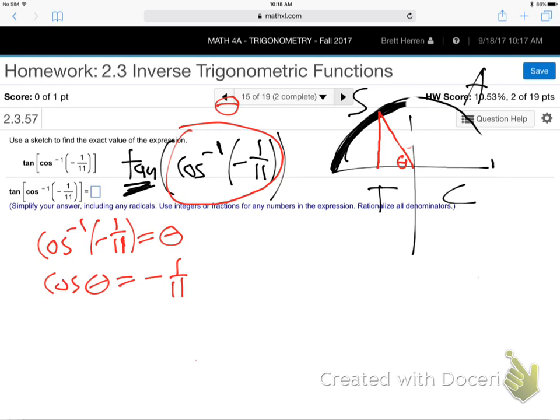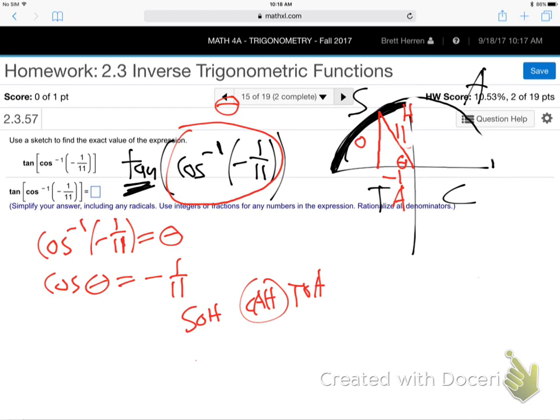Okay, so cosine of theta. Cosine's adjacent, so this is adjacent, opposite, hypotenuse, right? Cosine's adjacent over hypotenuse. So this is minus 1 over 11. That's where we get the negative. Again, if you want to skip the negatives and just make it negative at the end, that's fine. It'll be the same. It's technically back 1, up something, I don't know. That's why it's negative. But again, you can skip all that if you want and just make it negative at the end. Cosine's adjacent over hypotenuse.